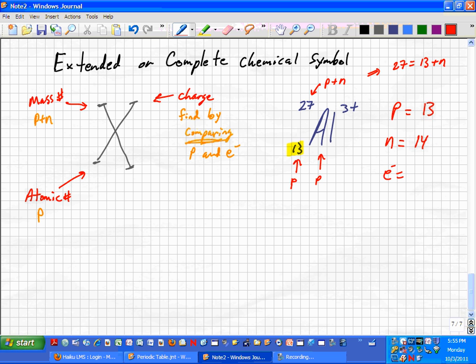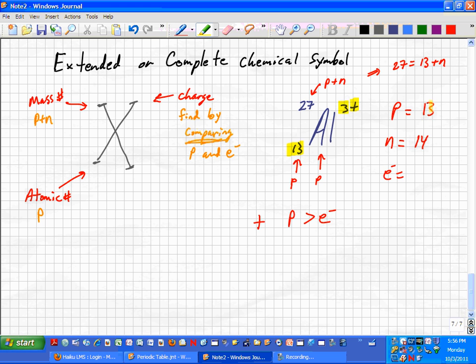Electrons, a little trickier. Again, we're making a comparison. So I'm going to look at this first. It's got a positive charge. So I know from my positive charge, positive means that my protons are greater than my electrons. And then I look at this number. So how many more protons than electrons do I have?